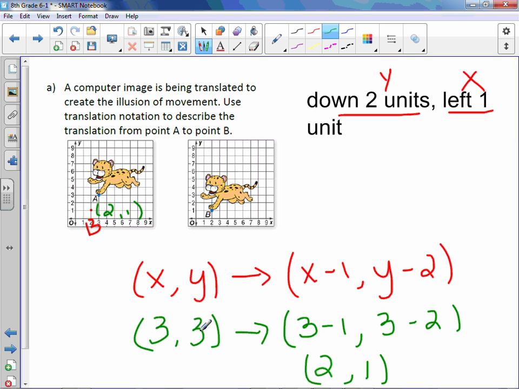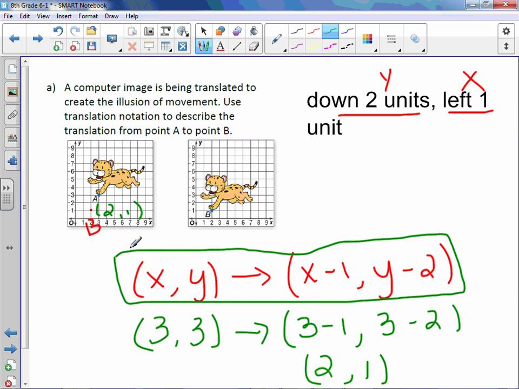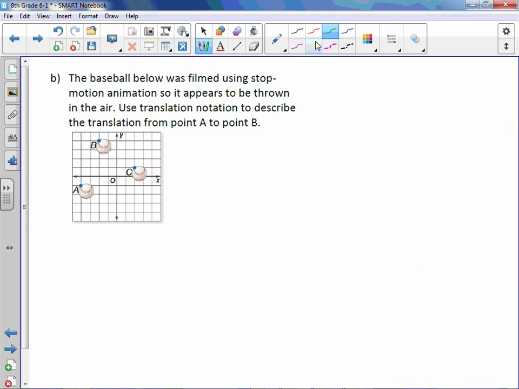So this is kind of like your rule. Okay. So in red here, that's how we would write it. Let's do another one. Okay, the baseball below was filmed using stop motion animation, so it appears to be thrown into the air. Use translation notation to describe the translation from point A to point B.